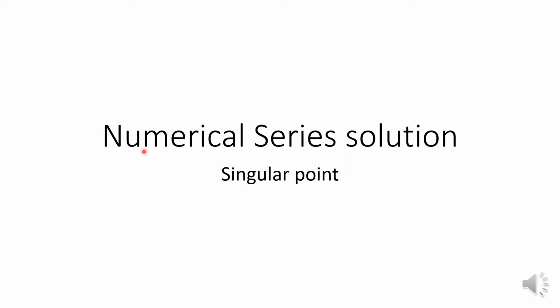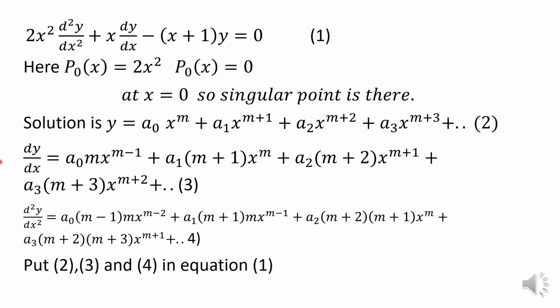So we will try to solve this numerical problem that is related to a singular point. In the previous lecture, we found the solution of a differential equation which had an ordinary point. So here is a singular point. Suppose this is the differential equation: 2x square d square y by dx square plus x dy by dx minus (x plus 1) into y is equal to 0.